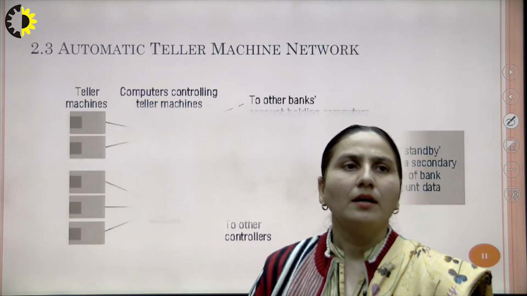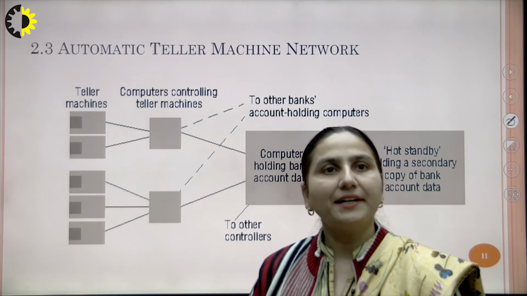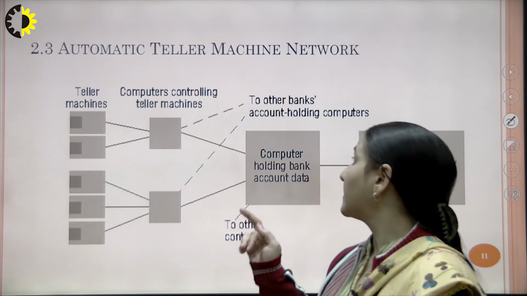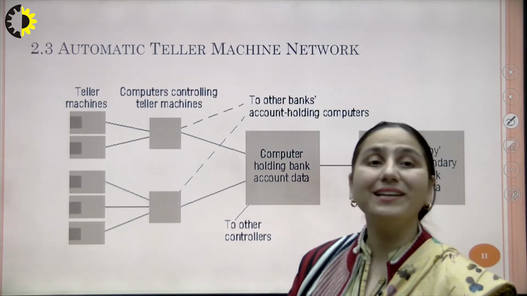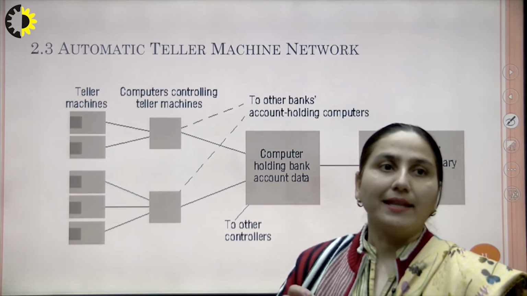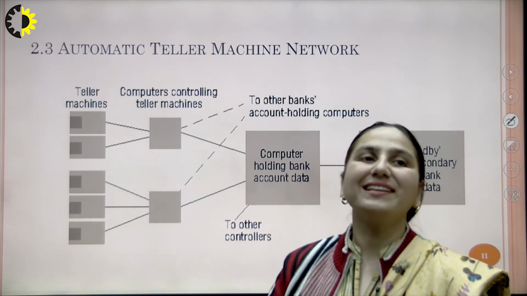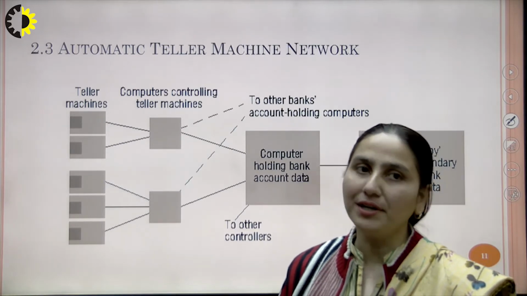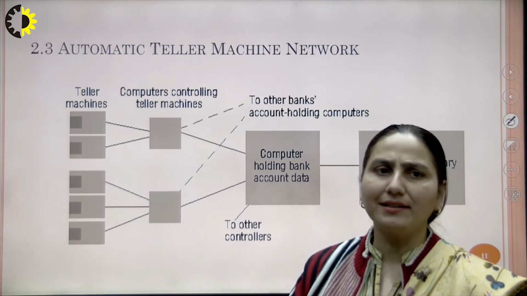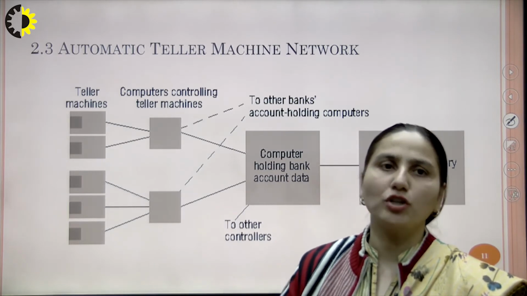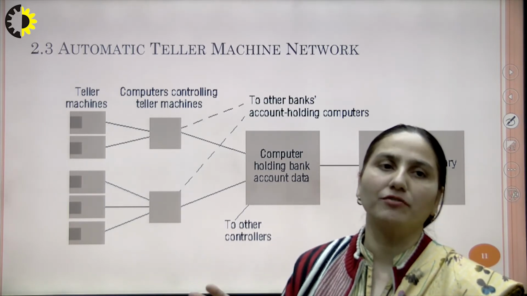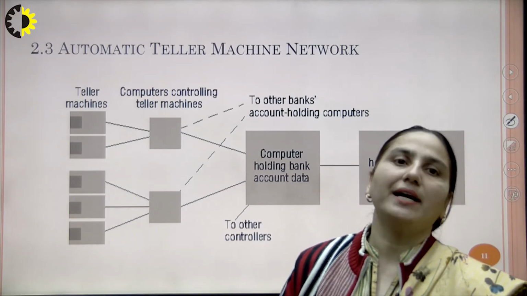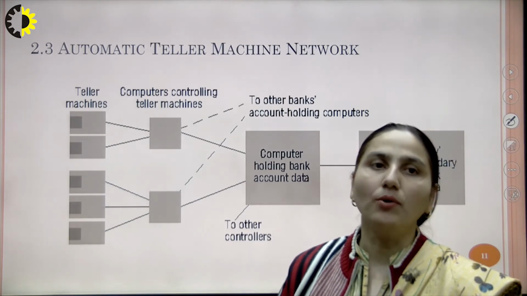Now next is the automatic teller machine network. There is a teller machine, and that teller machine is connected with the computers that are controlling these teller machines. These computers are in turn connected with the computer that holds the bank account data, the controller holding the complete information of the bank accounts. That is again backed by a hot standby, which holds the secondary copy of the bank account data.